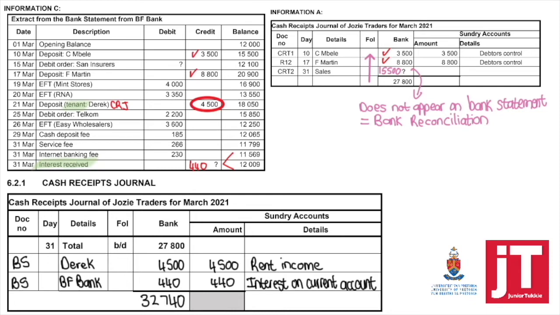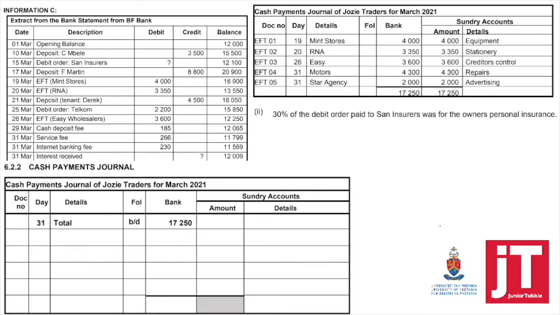The total for the cash receipts journal is 32,740. Comparing the cash payment journal, we are going to compare it to the debit entries on the bank statement, and we're going to do the same as we did earlier. We are going to tick off where it appears on both, and then we're going to circle the entries which only appear on either the bank statement or in the cash payment journal.